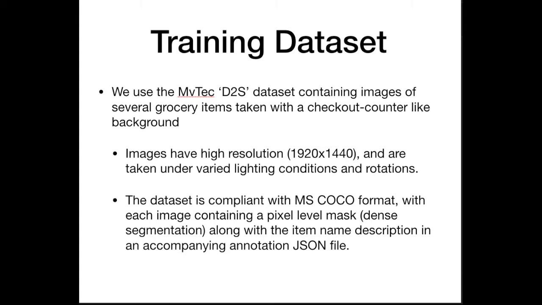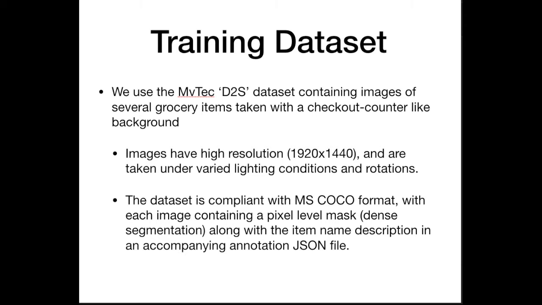To train our system, we use the MVTec D2S dataset. D2S is a dataset of high-resolution images taken with a checkout counter-like background. The dataset contains images taken under varied lighting conditions with a variety of rotations of each item. Additionally, the dataset also contains images with multiple products and multiple instances of these products in a single image.